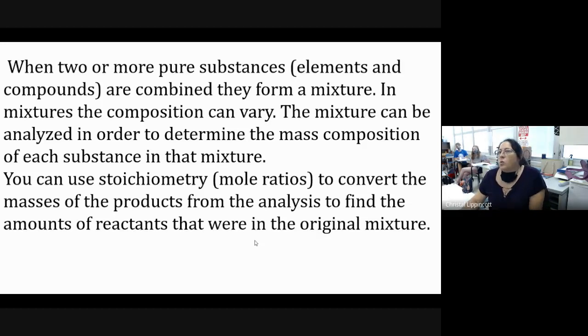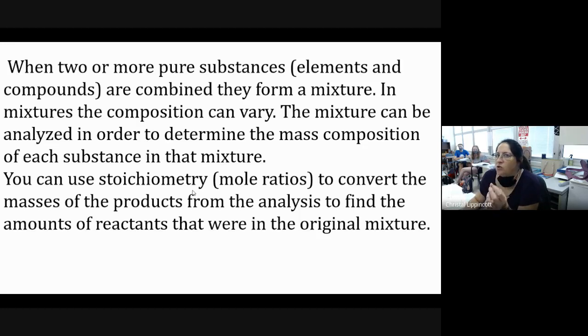All right. So we end up having 2 or more pure substances. Those 2 or more pure substances are your elements and compounds. They're going to be combined to form a mixture, and that composition can vary. So that mixture can be analyzed to figure out what each component is.